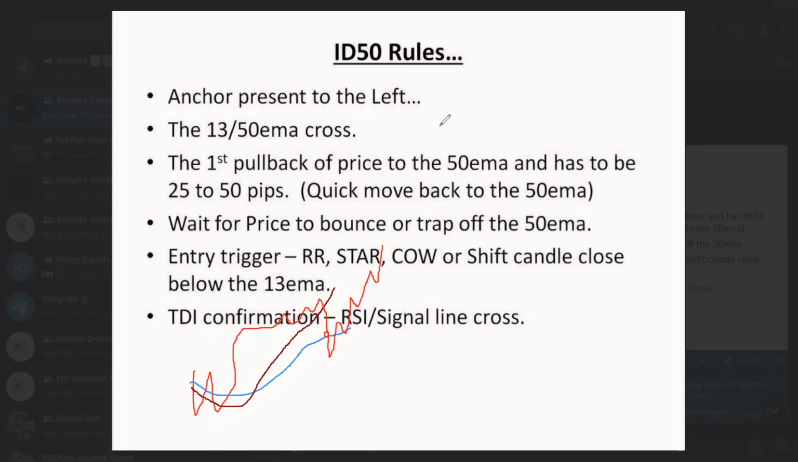Remember, he said you should wait. You should wait for what? Price to bounce or trap through. This is a trap. This is a sharp move to the 50 EMA and sharp move out of the 50 EMA. So it's either it bounces or it traps, just like it did here.